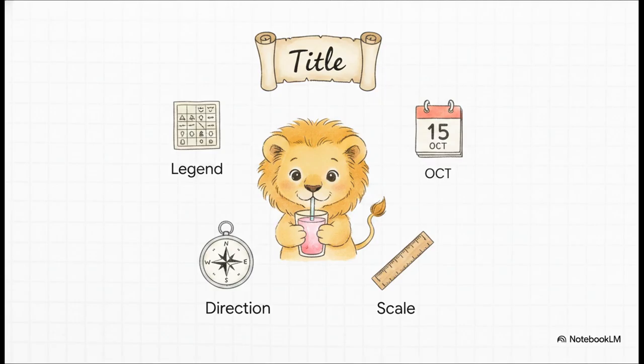Just remember this silly sentence: tiny lions drink sweet drinks. Say it with me out loud. Tiny lions drink sweet drinks. So that's T for title, L for legend, D for direction, S for scale, and D for date. Boom, you've already got it memorized.